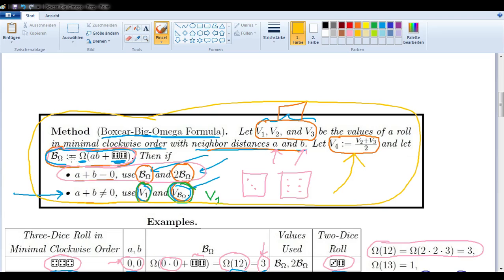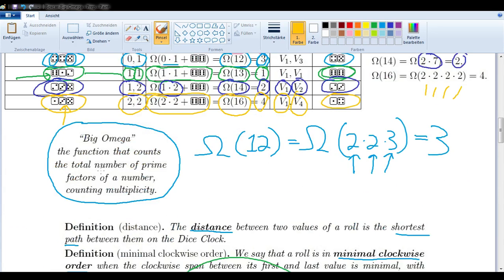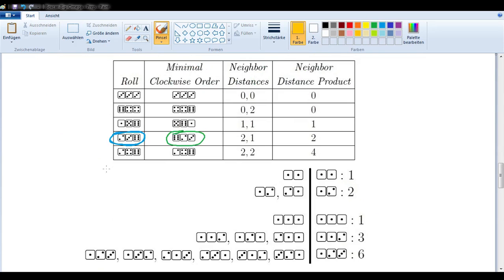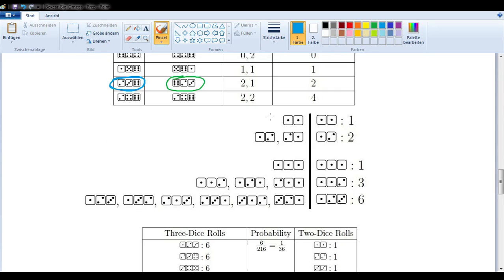We're only computing one term here, Boxcar-Big-Omega, and we use that to compute all 216 possibilities. But don't take my word for it that this actually works. Let's take at least a short look at why and how this works, and that it indeed works at all.